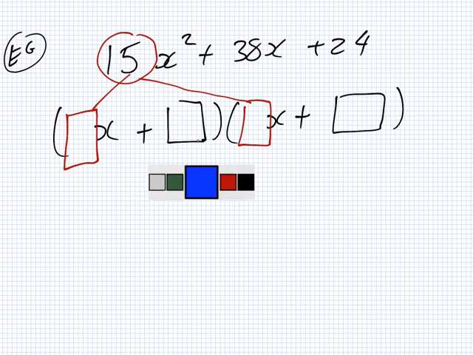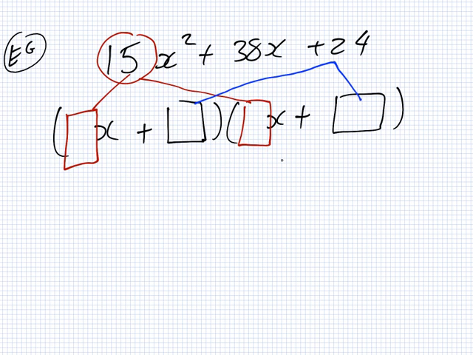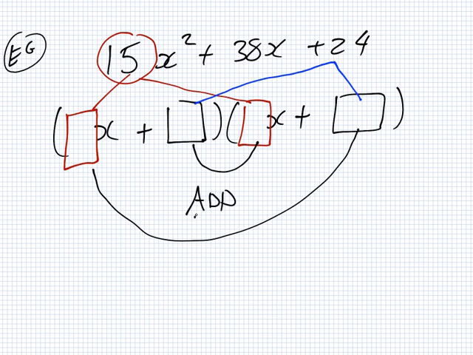And just like before, these must multiply to make 24. The difference now is the adding part to make 38. These multiply, and these ones must add to make 38 then. So you might have to try a couple of different possibilities here. 15, what two numbers multiply to make 15? 3 and 5. Okay, so we'll start off with 3 and a 5.